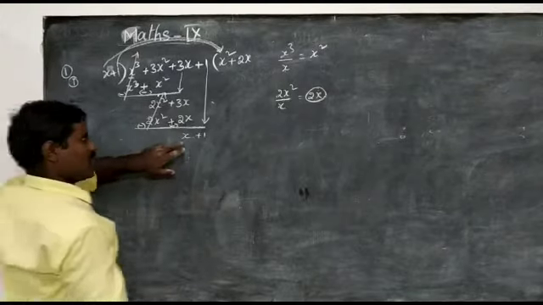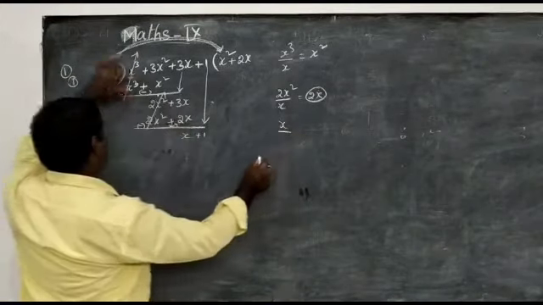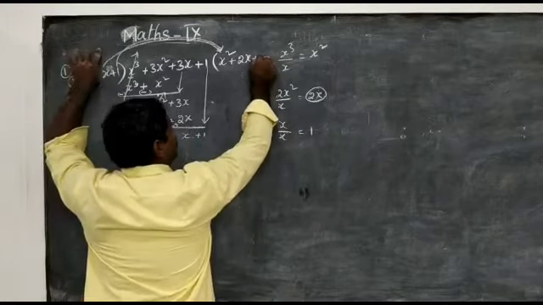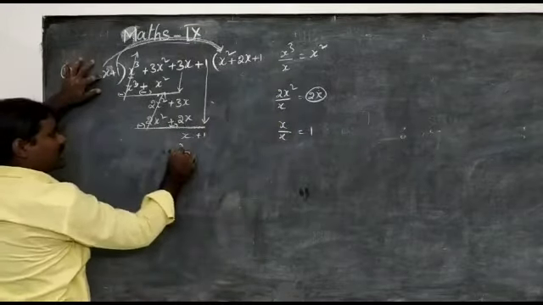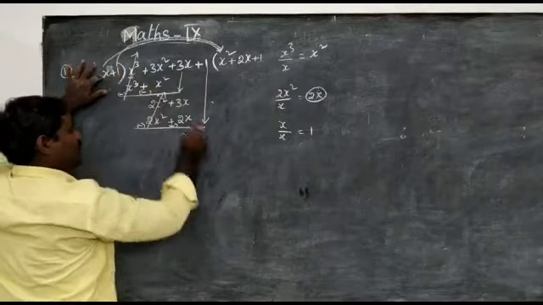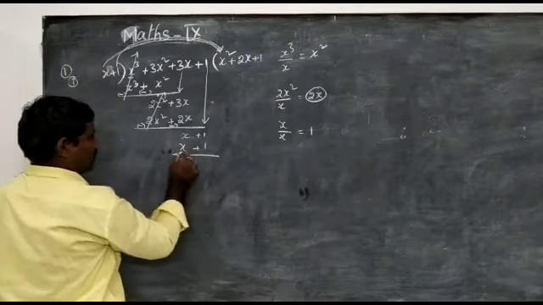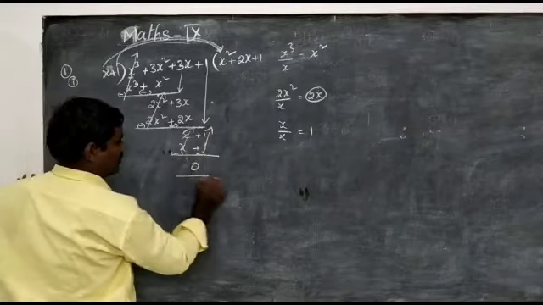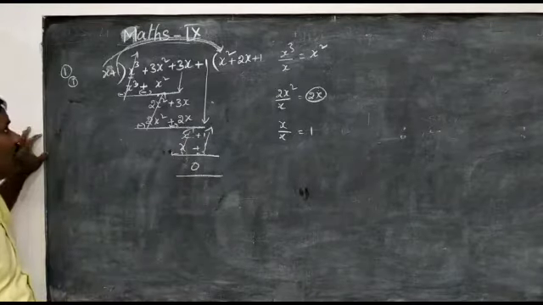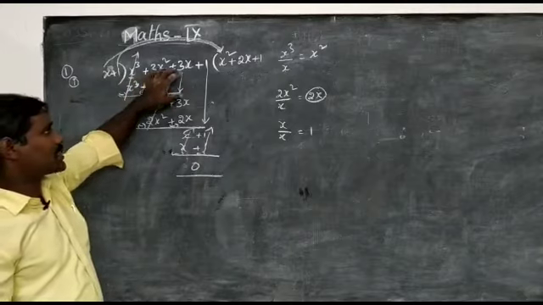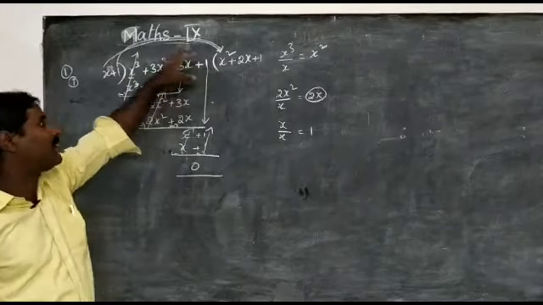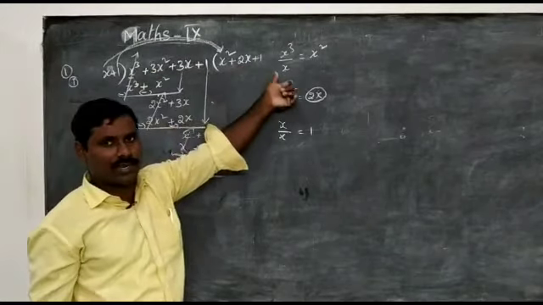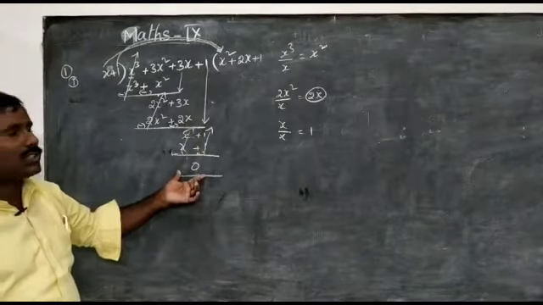Now the same process: x divides x one time. Write 1 here. 1 into x, x, plus 1 into 1, 1. Now the signs change, and everything cancels. Now the remainder is 0. When x cube plus 3x square plus 3x plus 1 is divided by x plus 1, the quotient is x square plus 2x plus 1 and the remainder is 0.